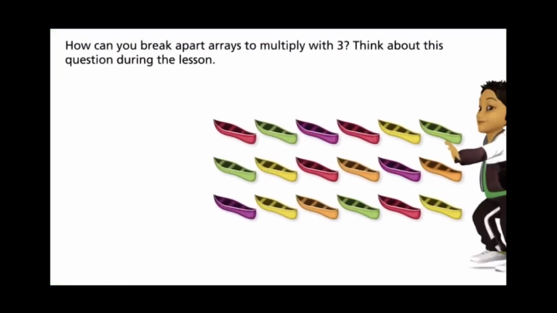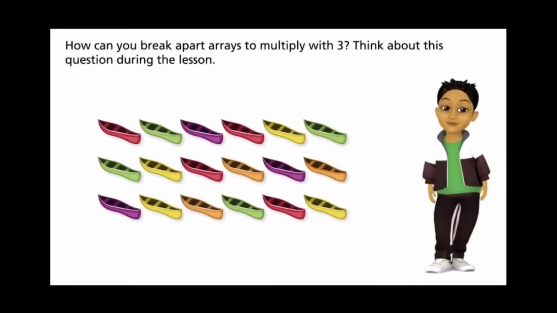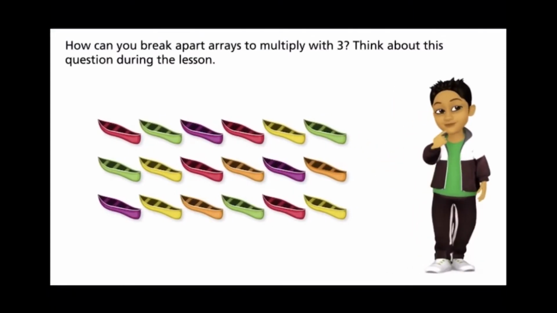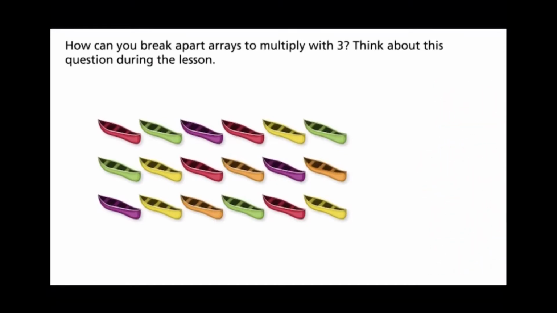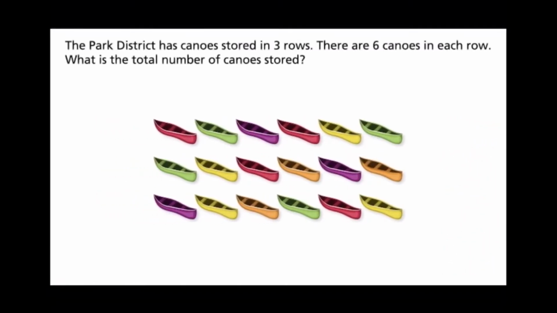How can you break apart arrays to multiply with 3? Think about this question during the lesson. The Park District has canoes stored in 3 rows. There are 6 canoes in each row. What is the total number of canoes stored?